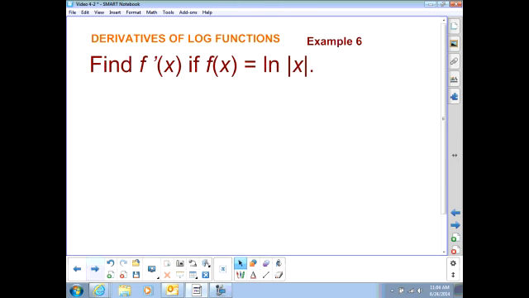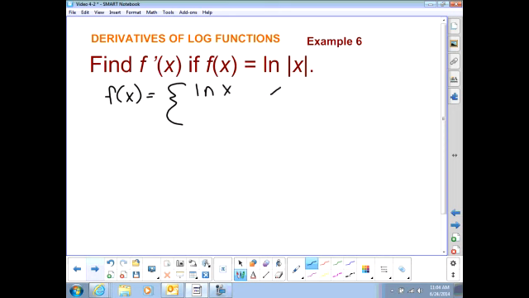So one last example to look at. Let's look at natural log of the absolute value of x. Well, remember, whenever we deal with absolute value of x, we need to think of it as a piecewise function. So f of x is really equal to regular old natural log of x if x is greater than 0. And it's equal to natural log of negative x if x is less than 0.